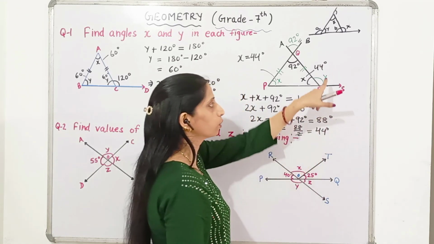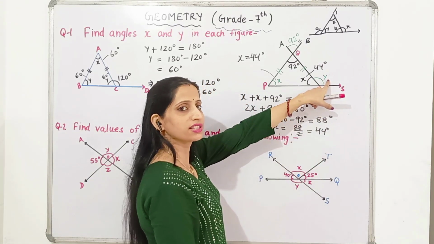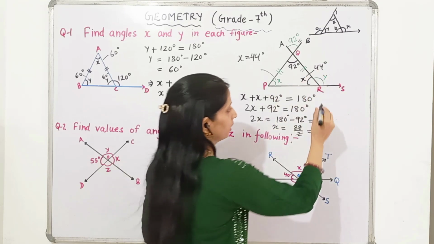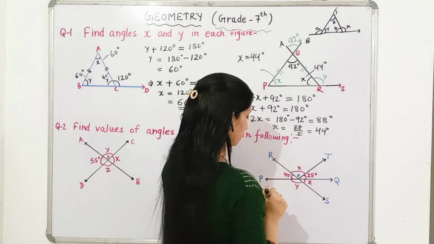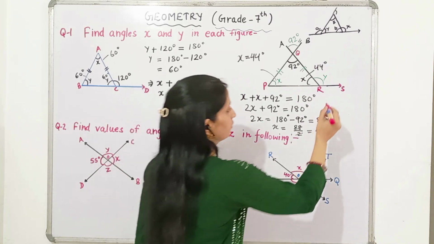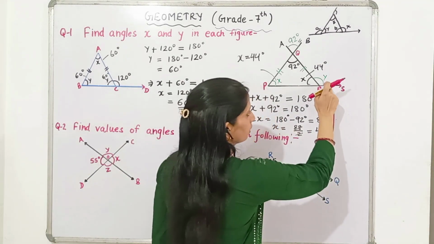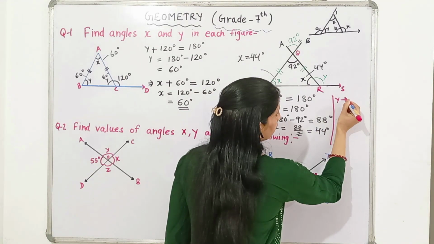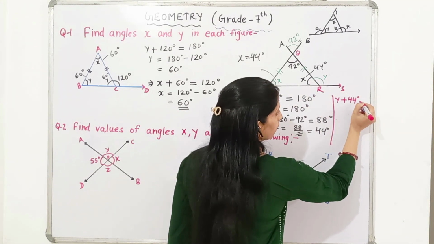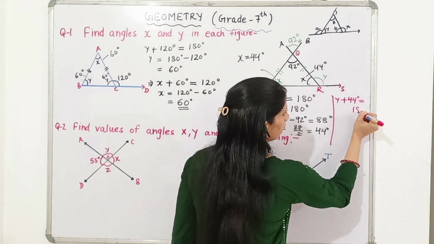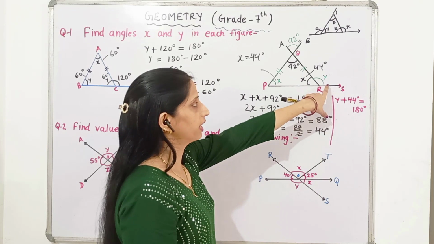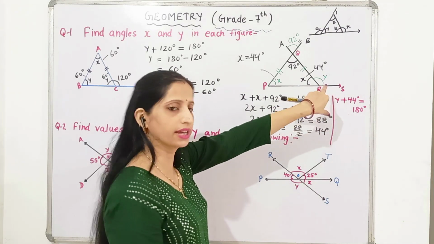Now to find out the value of y, we will use the property of a straight angle. This means y plus 44 degrees. I am doing it here using another marker so that it will be clearly visible to you. See, y plus, now the value of x we know, 44 degrees will be equal to 180 degrees, because on a line x plus y will be equal to 180 degrees, it is forming a straight angle.